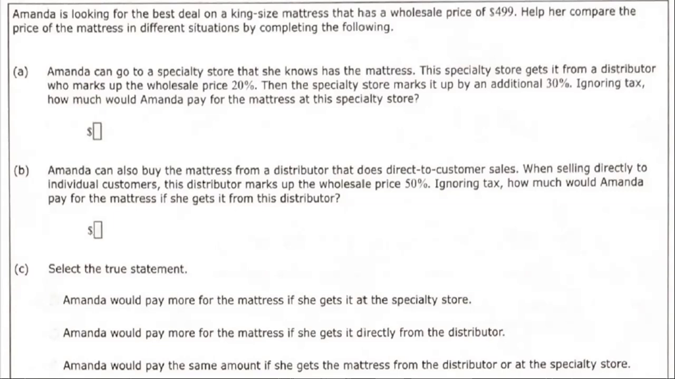B, Amanda can also buy the mattress from a distributor that does direct to customer sales. When selling it directly to the individual customers, the distributor marks up the wholesale price 50%. Ignoring tax, how much would Amanda pay for the mattress if she gets it from the distributor?